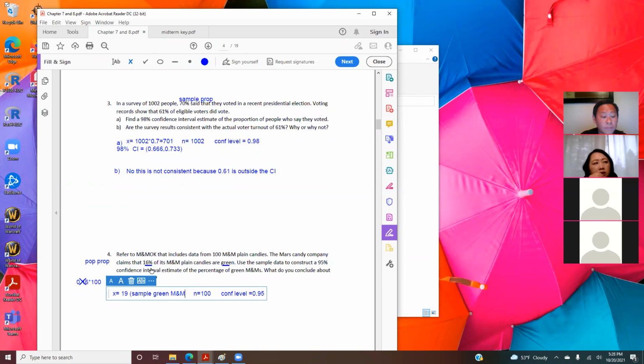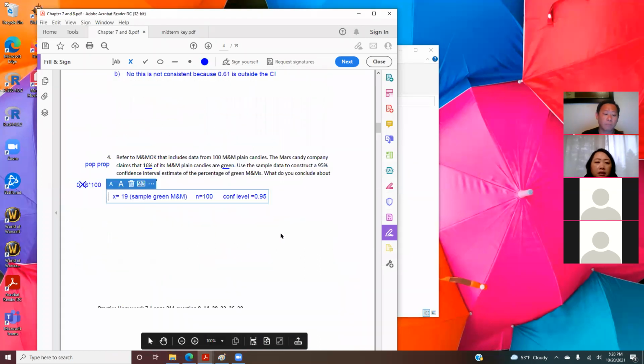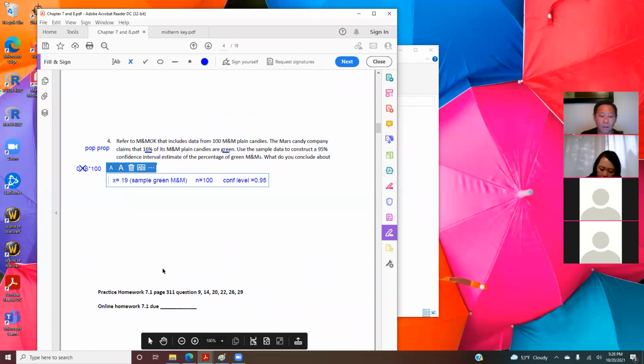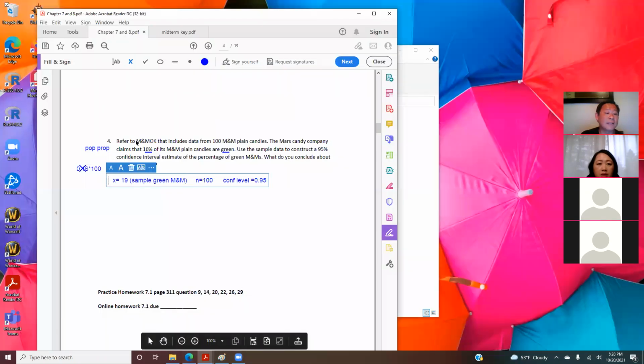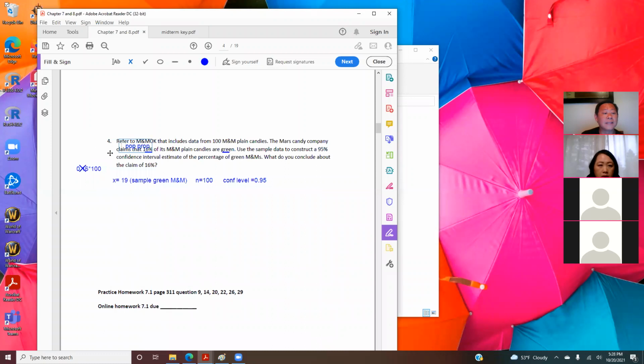So if it's 19, it's just straight up 19, not a percentage? No, because these are numbers here, not percent. And the 16% is a population proportion, so we don't use that to compute. We will use it to test and see if it is correct. We always use a sample to predict the population.